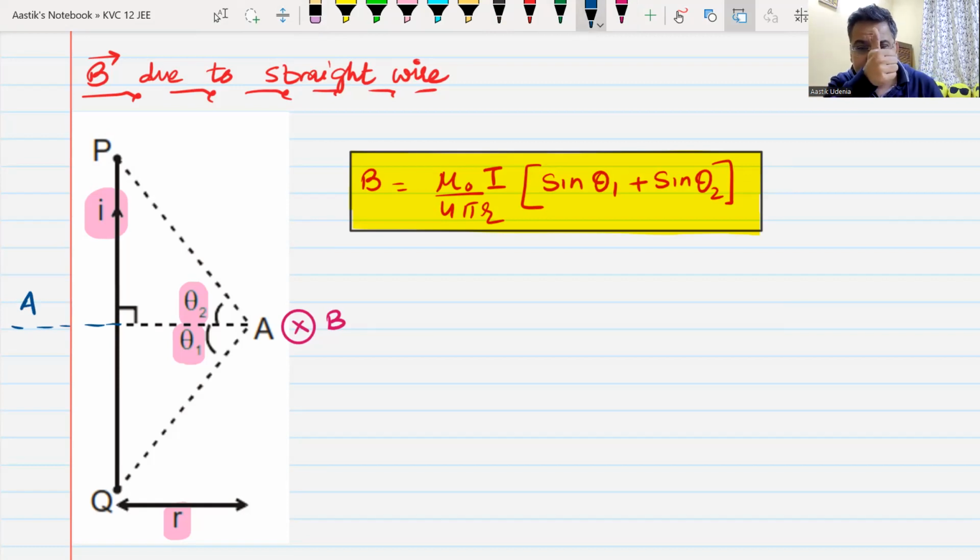If it is on this side, point your thumb in the direction of current. Now the point comes on this side. Your fingers are coming towards you. Therefore, the direction of magnetic field on the other side will be dot, and it will be coming towards you. Do we understand this? Yes or no?